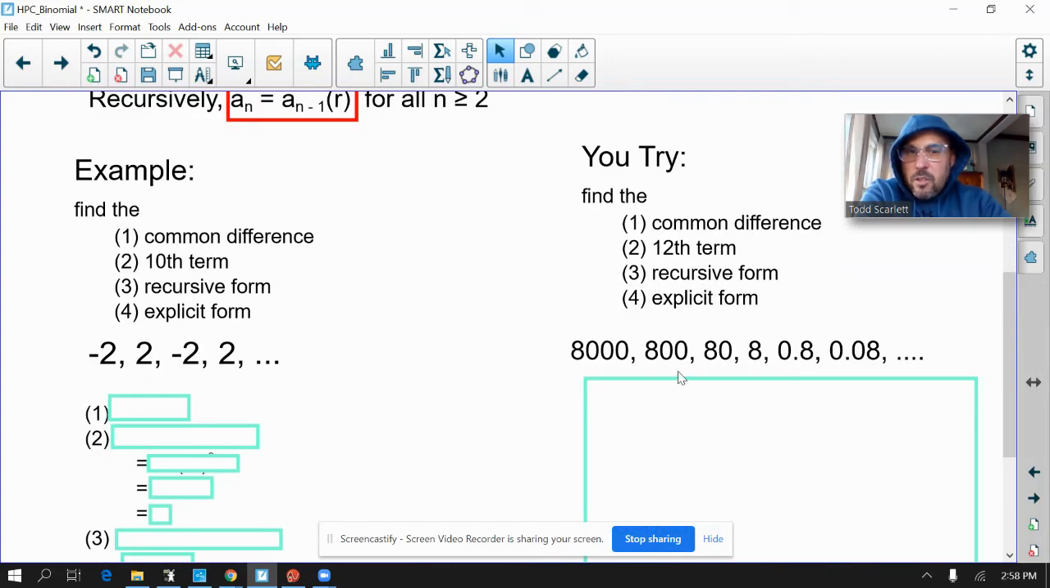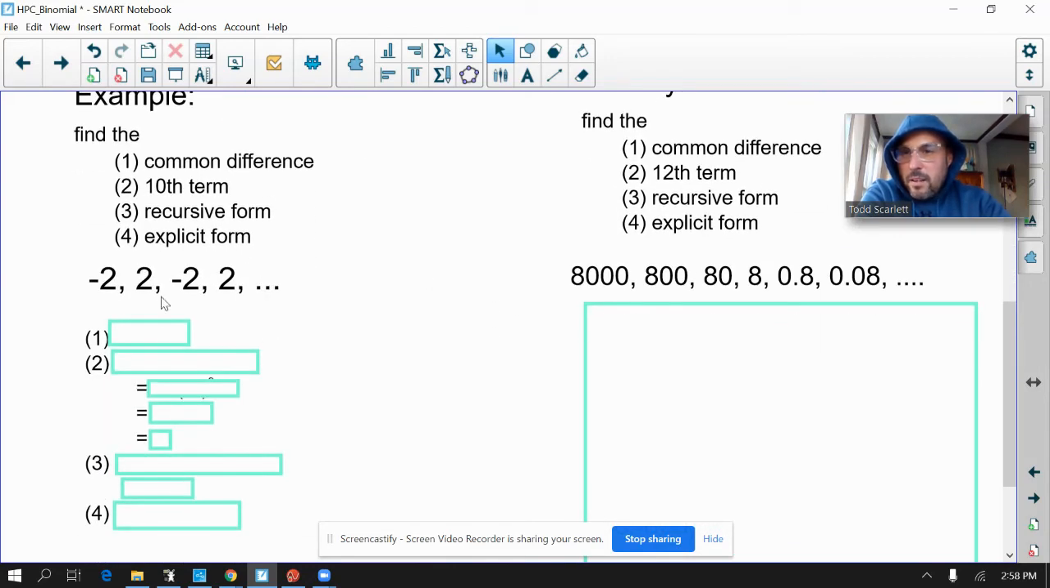Same thing, you're going to try this. We're going to do this one together. Here is a sequence, and we're going to find all four of these. First, well, we know it's geometric, but what if we didn't? How do I know? You have to think, how do I see a pattern? How do I get the next term? And we can see the pattern. It's alternating between negative 2 and 2. So the next one's negative 2, and then the one after that is positive 2, etc.